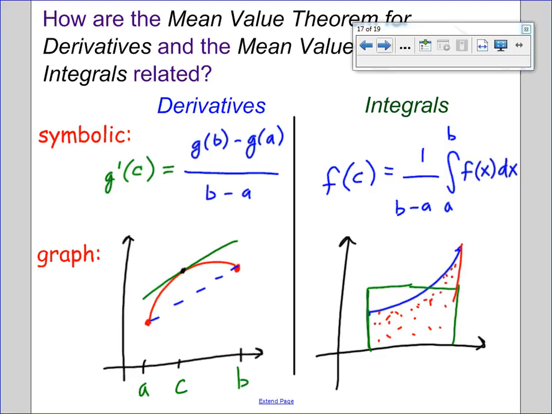So where's my connection there? The red dots are the exact area underneath the curve. Yes? So the red dots are the exact area underneath the curve. The b minus a is the width of my rectangle, right? So then what's the height of my rectangle? F of c, this y average is my height of the rectangle, all right? What am I missing here?